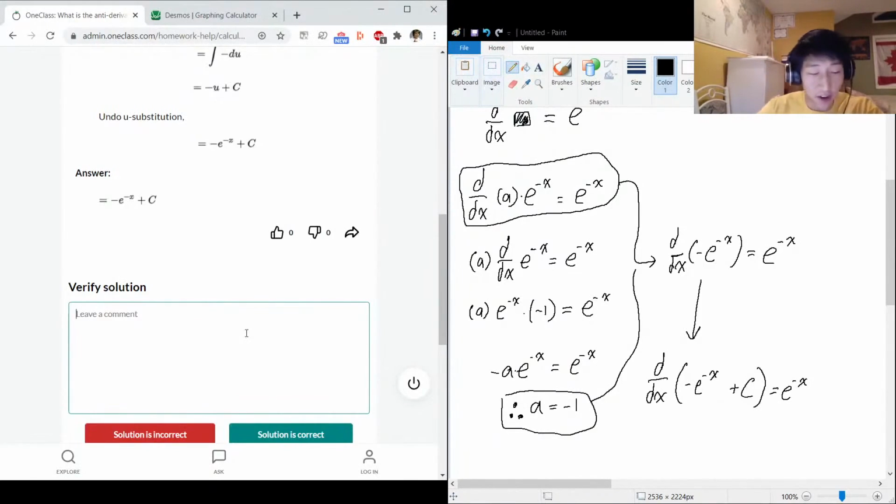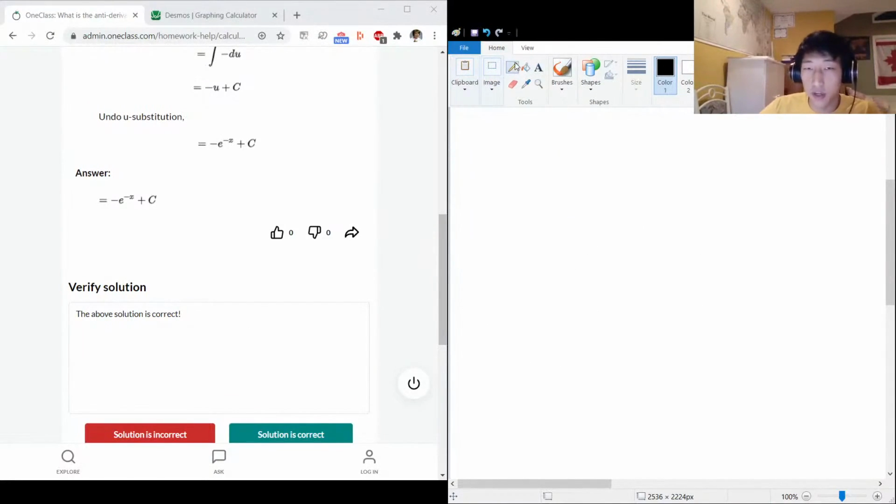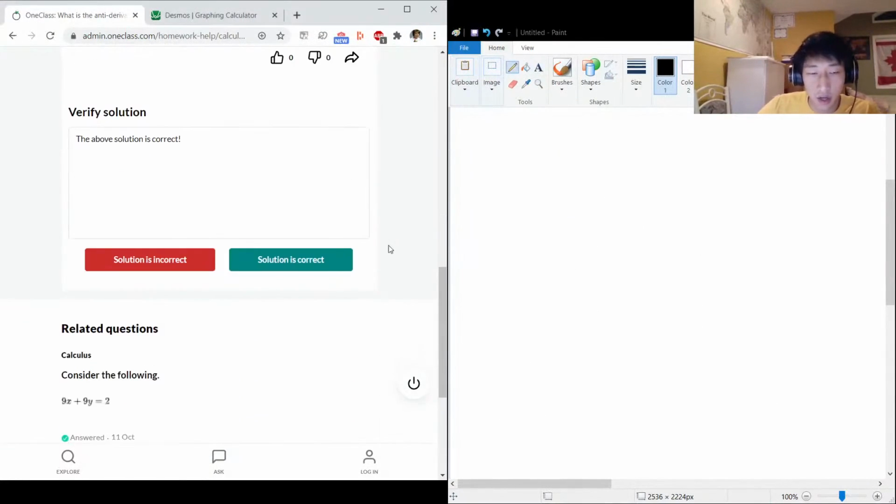Okay, let's verify the solution here so we can say the above solution is correct. Nice. Let me just clean up our whiteboard here. Solution is good. Cool.